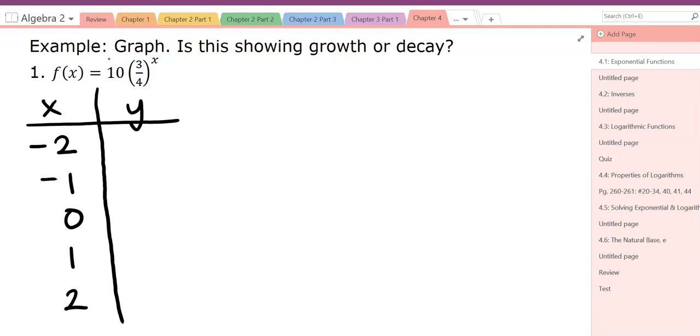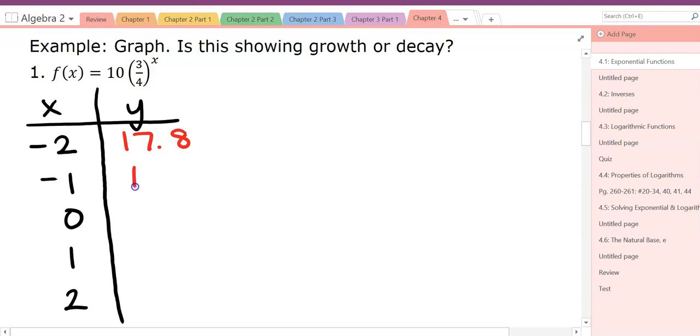Okay, and so I'm getting positive 17.8 if I round it. Now, you're going to get a really weird decimal. Mine's 17.7 repeating, but I'm just rounding it to 17.8. Okay, now I'm going to do it again. I'm going to take 3/4, raise it to the -1 power, and then take it times 10. I get 13.3 repeating, so I'm going to round that to 13.3.